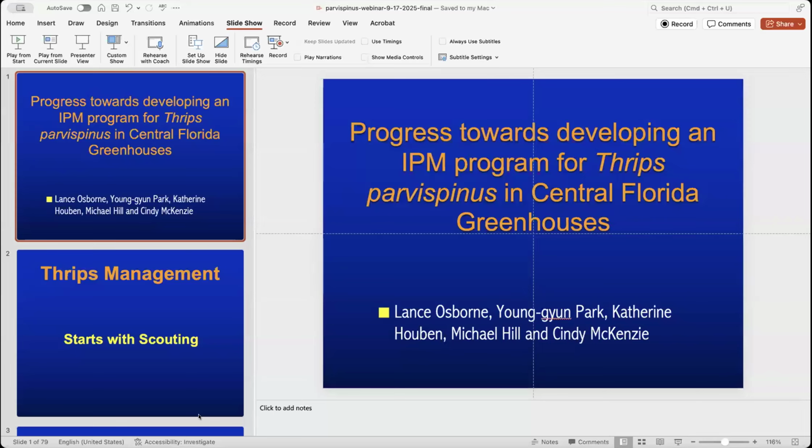Right on time. So the last talk of today is going to be from Dr. Lance Osborne, who's going to be talking about control of this pest, but in the greenhouse. So we're going to see a different perspective.